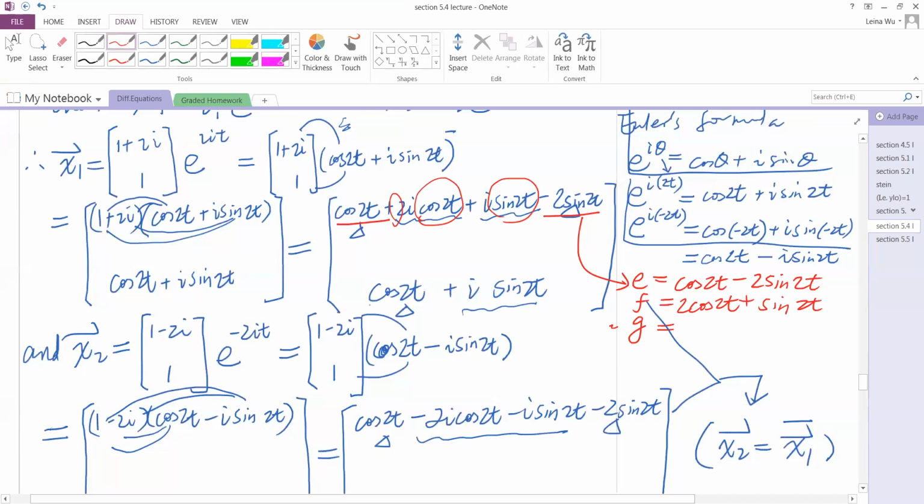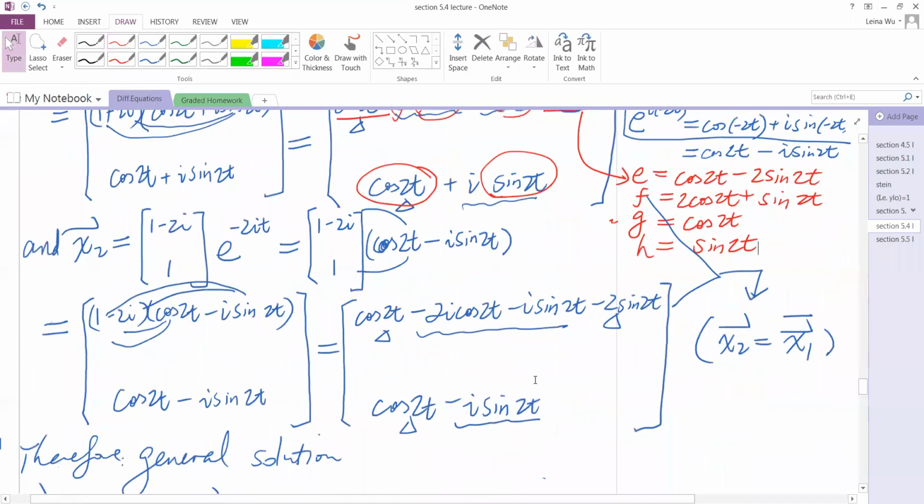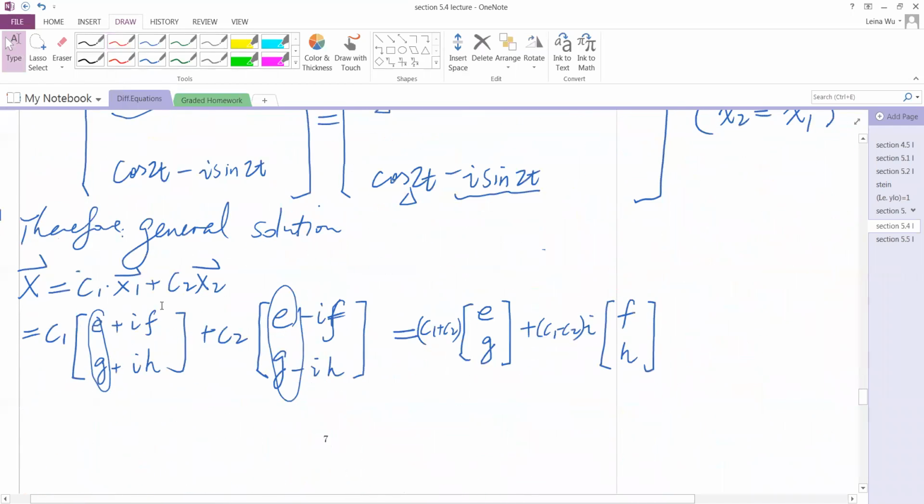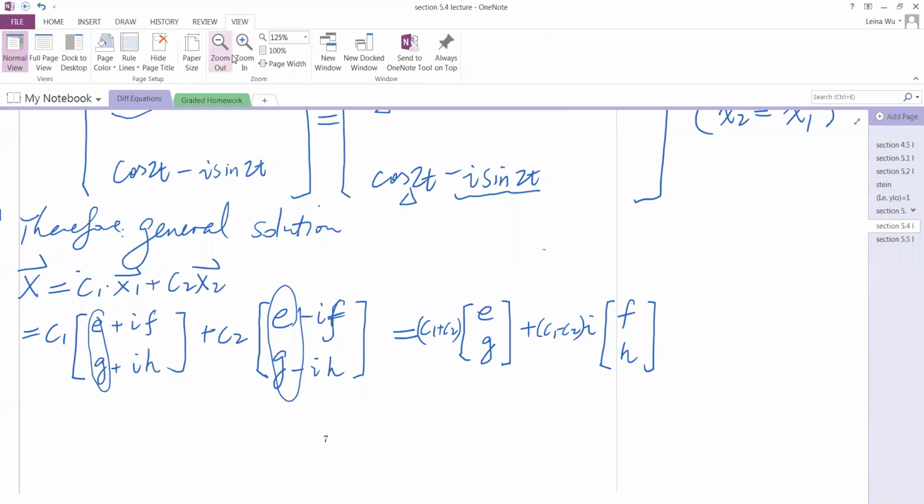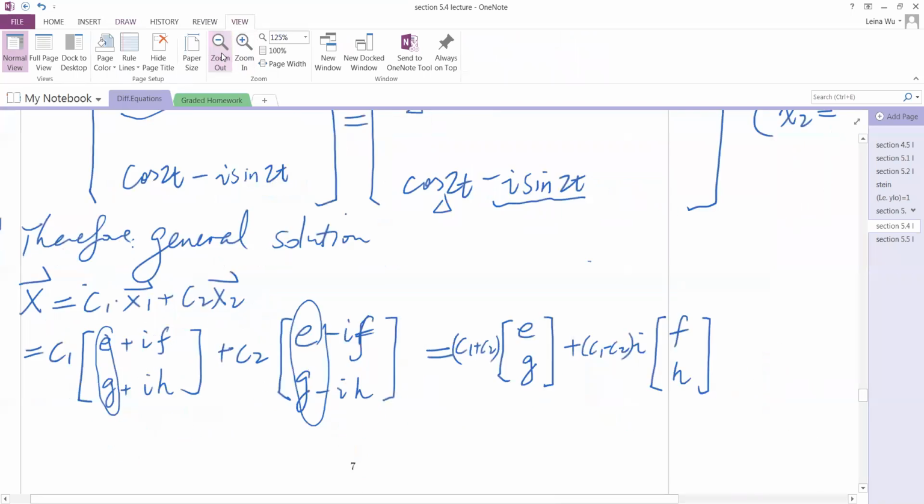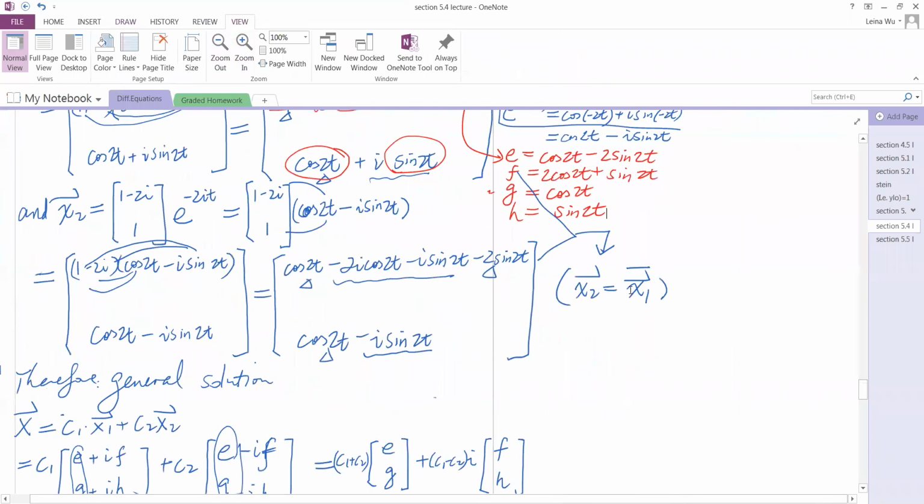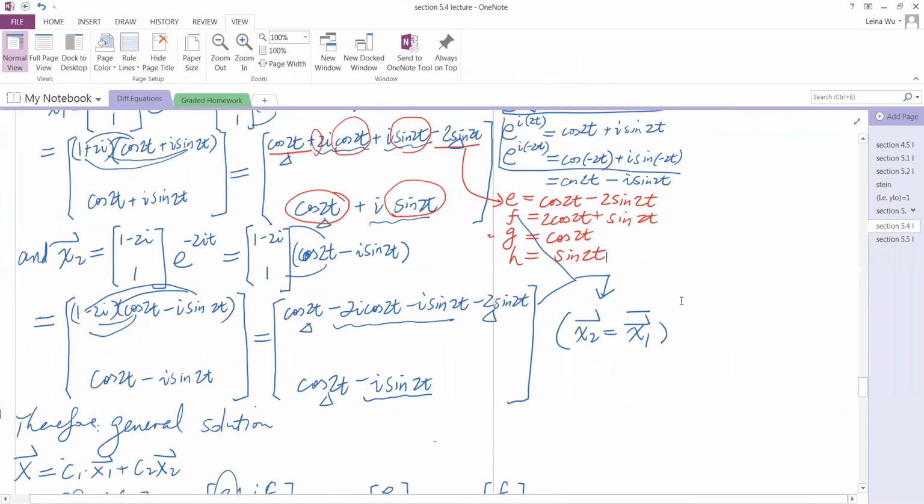Okay, G would be the real part of the second component, cosine 2t, and H would be the imaginary part of the second component. So that's the EFGH I'm referring to over here. Is everything good so far, folks?